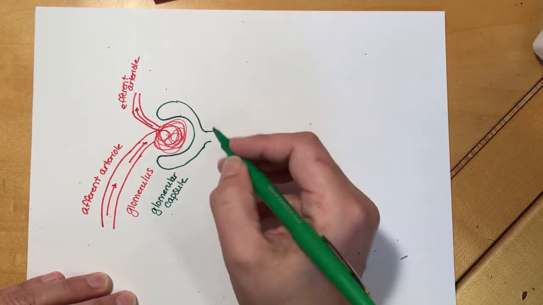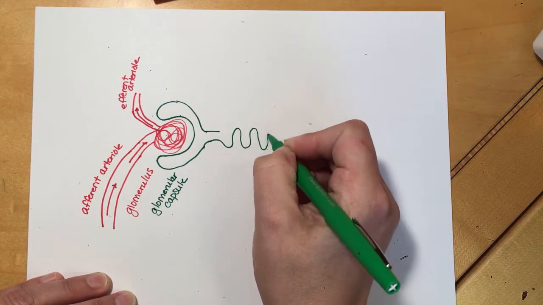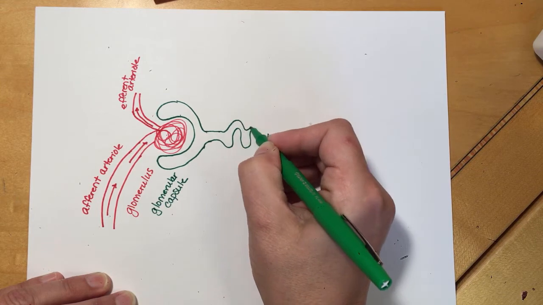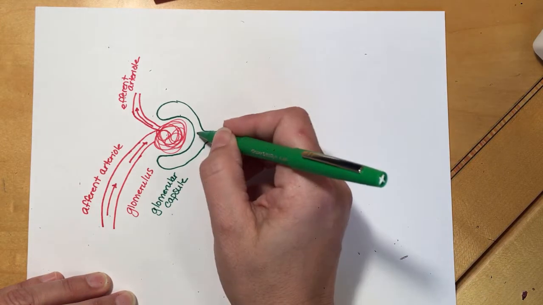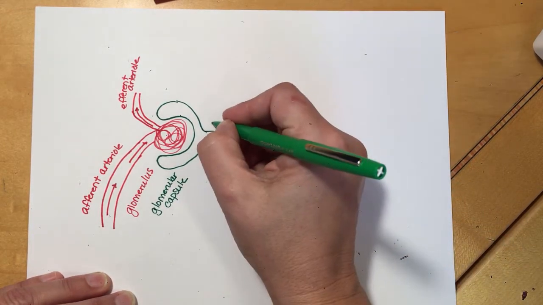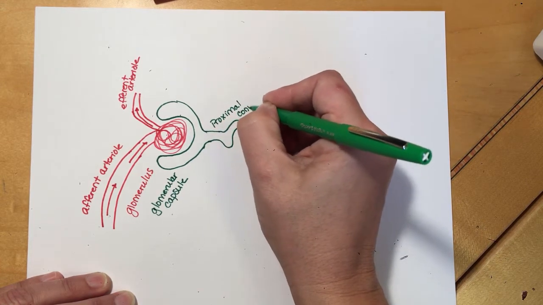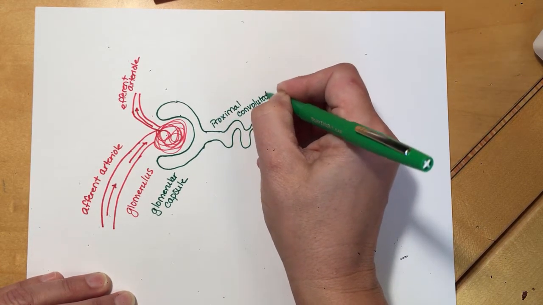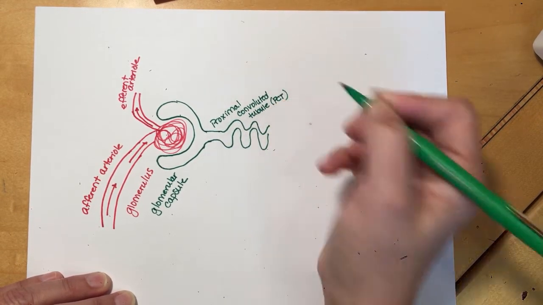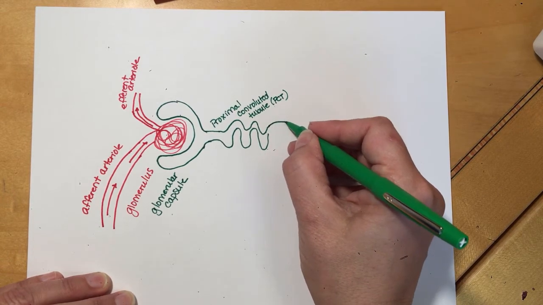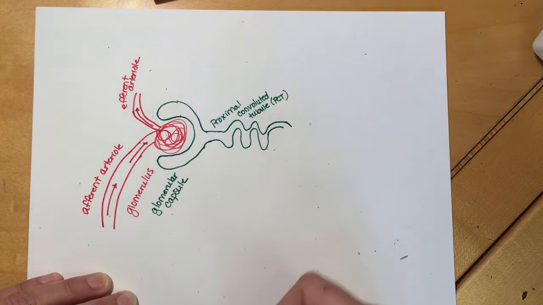So this first part of the tube right here kind of gets a little bit convoluted. It goes back and forth a little bit. And this is called the nephron tube. And this part of it that's very close to the capsule is called the proximal convoluted tubule, or PCT.